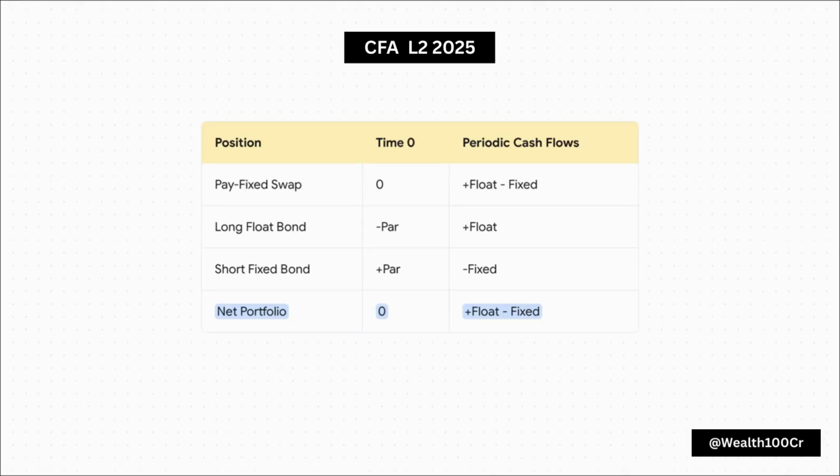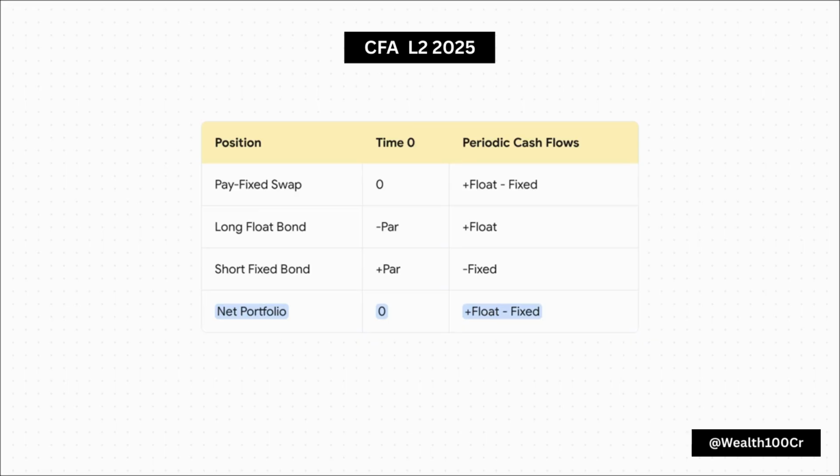And this table proves it. It just lays it all out. If you're long a floating rate bond, you get floating rate cash flows. If you're short a fixed rate bond, you pay out fixed rate cash flows. Now look at the net result in that last row. You get float, you pay fixed. That is a perfect match for the swap's cash flows.